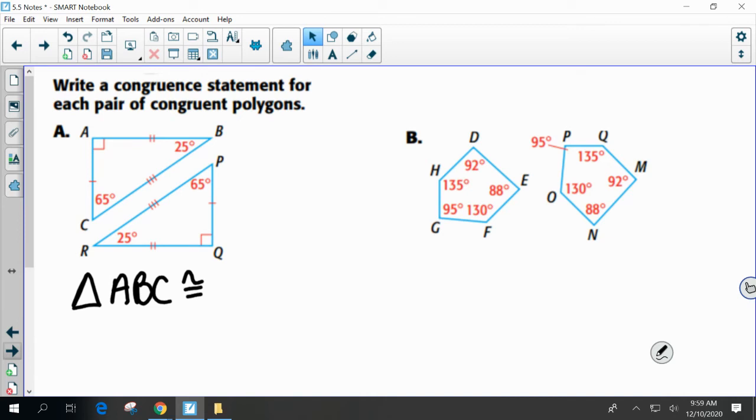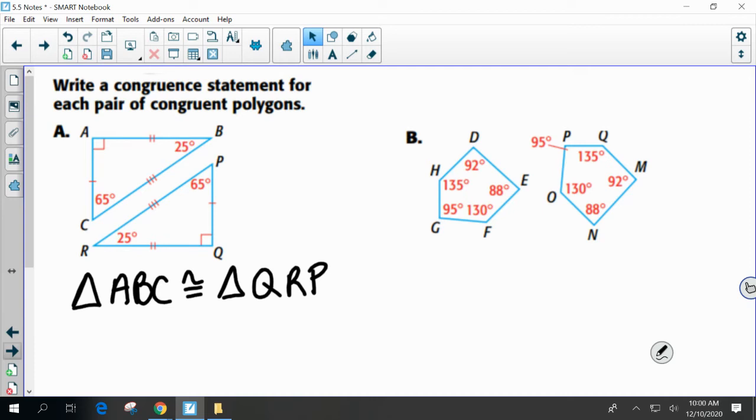And then I need to use the same angle order. So A is a 90-degree angle. So which letter represents the 90 degrees on the second triangle? Q. So I have to start with Q. So triangle Q. And then B is 25 degrees. So which letter do I have to use? R. And then I have just P left. So you have to make sure you put them in the same order.